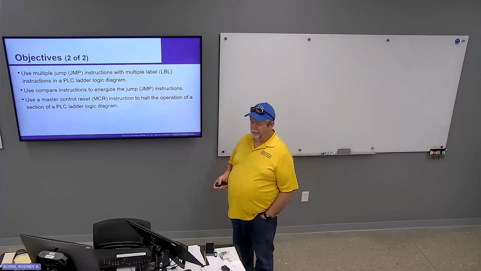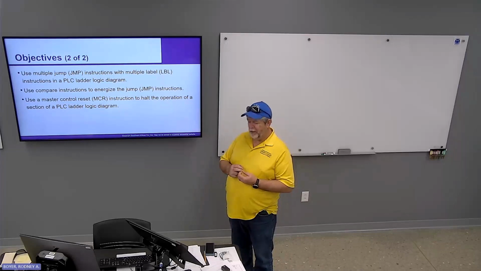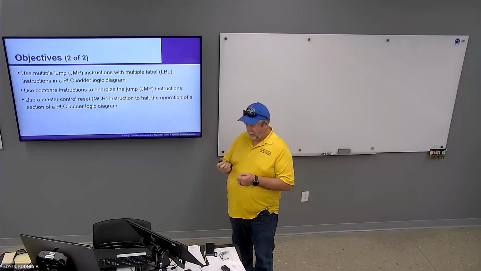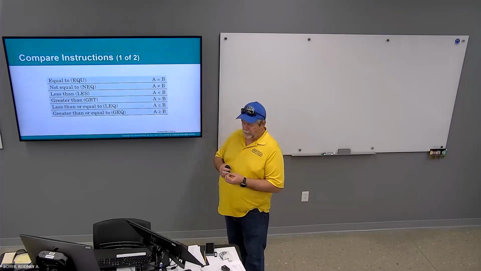Use multiple jump label instructions in a PLC ladder diagram. Use compare instructions to energize jump. Use master control to halt the operation of a section of a PLC ladder logic diagram. So those are your compare instructions.